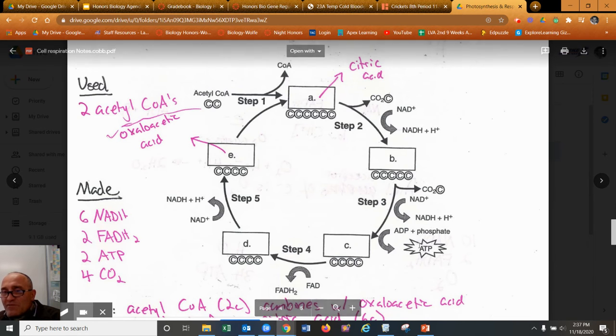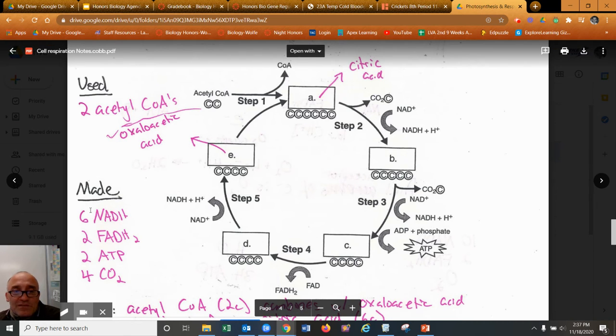And ATP, a little bit of ATP. So at the end of the Krebs cycle, what's made is 6 of these NADHs, 2 of the FADH2s, a couple ATP, and 4 carbon dioxides. So that's kind of what I want you to know about the Krebs cycle.